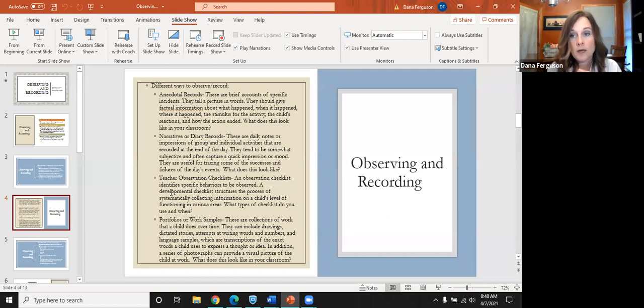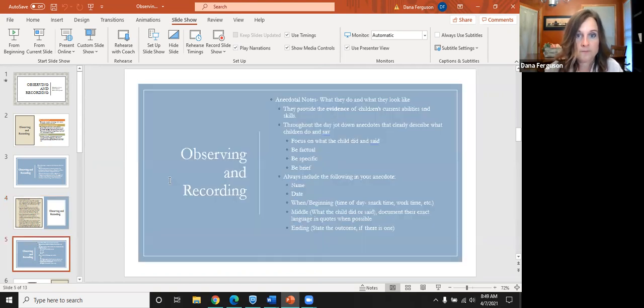And again, while I love photos and I think they're so helpful, there really does need to be some kind of explanation with them, often, as far as what is going on when this is happening and the developmental stage that the child is in. So those are some ways that you can take records and observe.